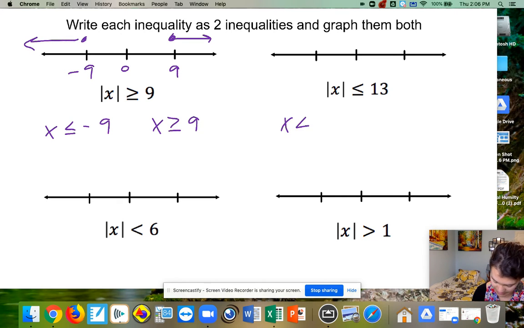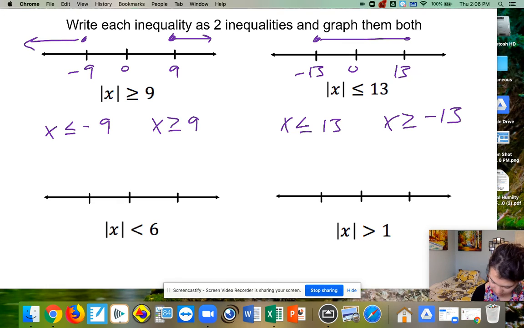Here, x is less than or equal to 13, and x is greater than or equal to negative 13. So flip when you switch the sign. Closed circles at both of these. And then we're going less than 13, greater than negative 13. So we get the in between. So we get an and right here, an or right here.